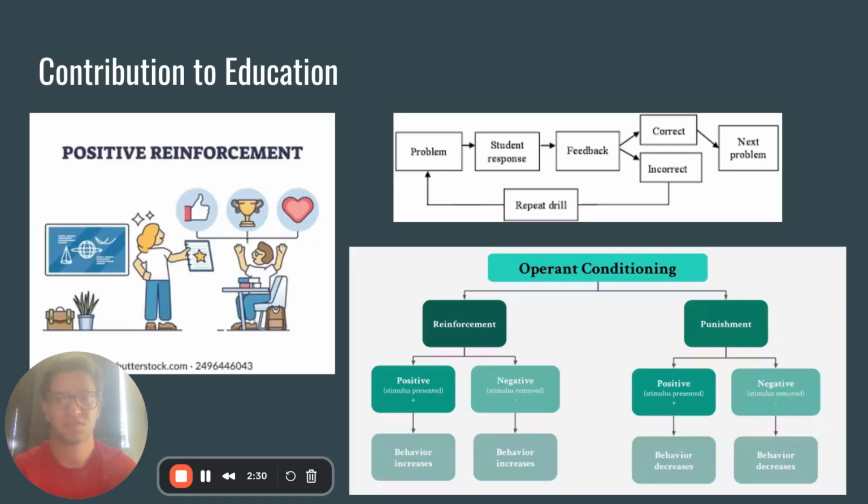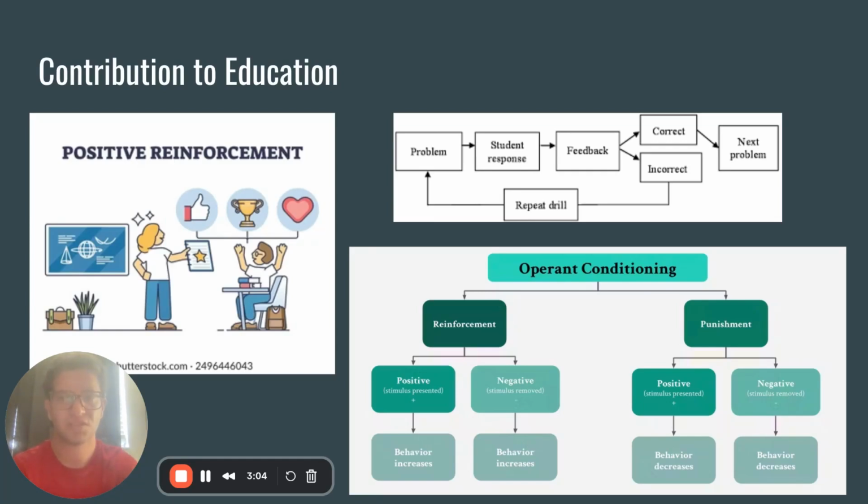How this contributes to education is that it helps influence the objective learning, how they reinforce. It was used to design rewards and feedback in the classroom, and this allowed building the drill in practice. So through positive reinforcement, we get the students to achieve the goal that we want from the students based on their performance. And what the teachers usually do is present a problem.